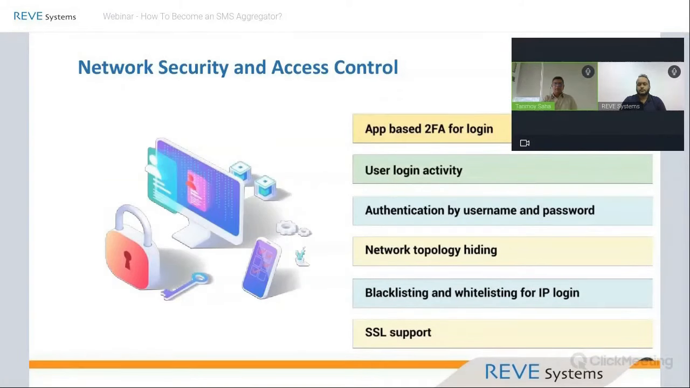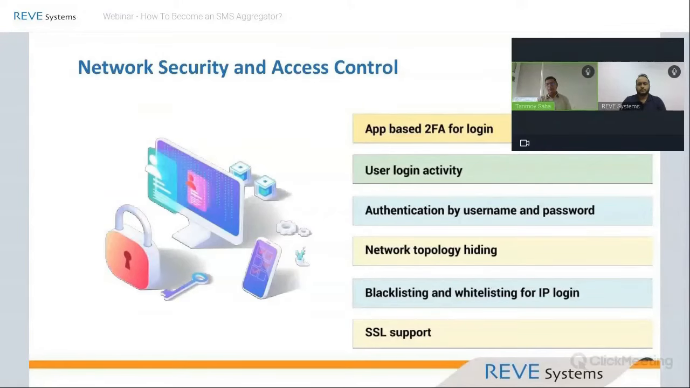Then network security and access control is also very important, because security is the major part of anything. So the system should have two-factor authentication for login, so that even if anyone knows your password, they will not be able to log in to the portal. It should have user login activity, where you can see which user has logged in from which IP. And also, if anyone tries a wrong username or password, or a valid user with a wrong password, the system can automatically block those users and inform the admin about that.